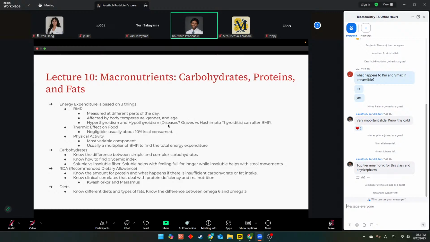Moving on, the thermic effect of food is usually pretty negligible. Physical activity is the biggest component of measuring energy expenditure, and you usually multiply the BMR by the activity factor to find the total energy expenditure.